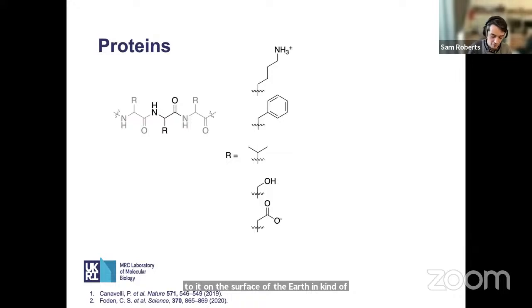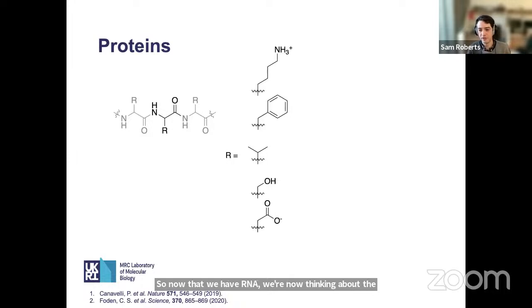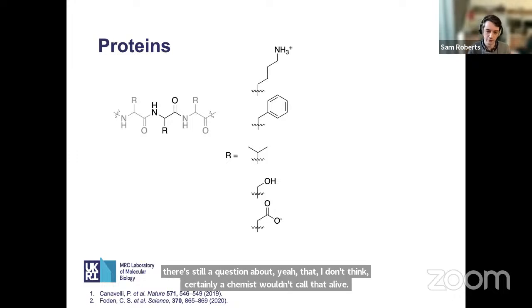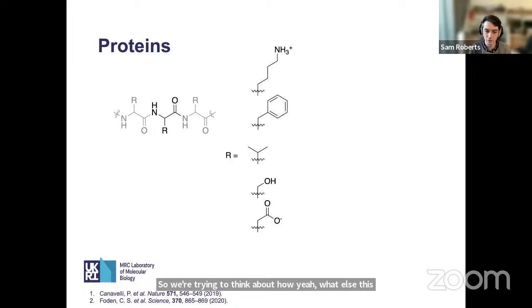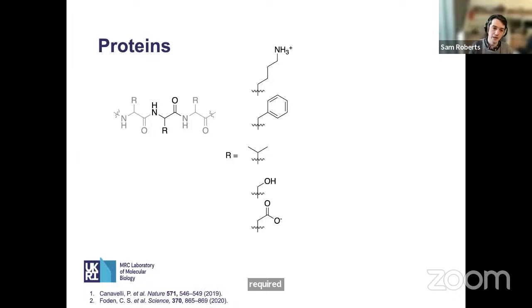So now that we have RNA, we're thinking about that RNA on its own isn't life, right? Even if groups like Phil's and Jerry Joyce's managed to make self-replicating RNA, a chemist wouldn't call that alive. So we're trying to think about what else is required, and in particular the other elements of the central dogma. And proteins are where we're turning our attention to.